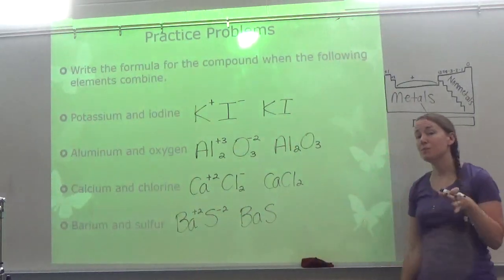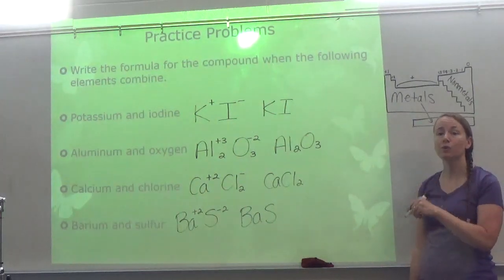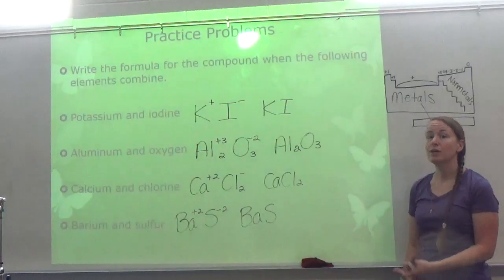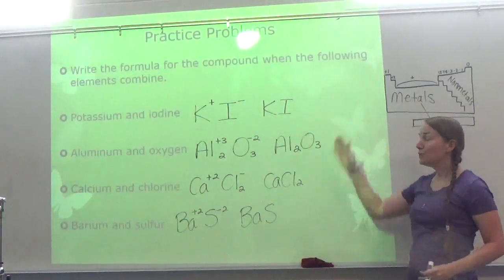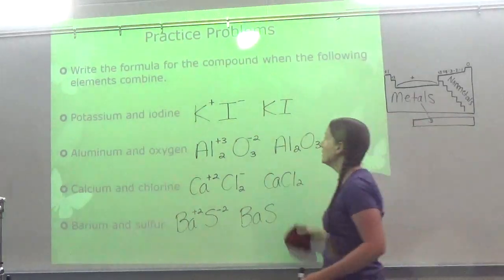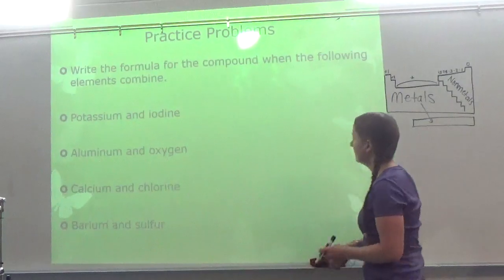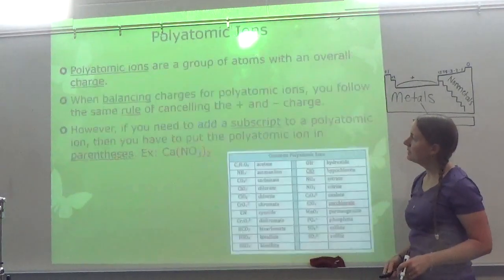If you ended up with Ba2S2, you got that wrong. Remember, it has to be the lowest whole number ratio. So don't cross if they already cancel. Don't cross. You don't need to. They already cancel. All right, so hopefully you at least got some of those right. So let's move on. So here's our answers that we just determined.